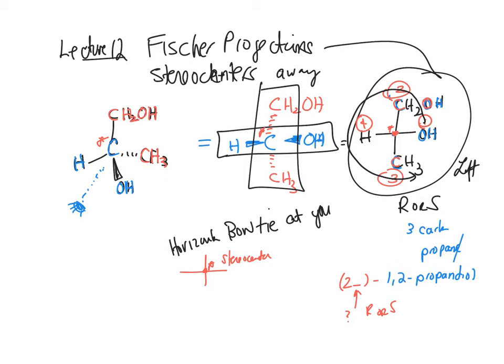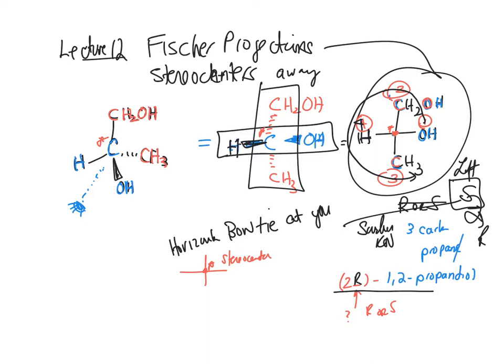Now you'll see that the horizontal is coming at you, so your priority 4 is coming at you. So you always have to do a switcheroo. If you have your lowest priority coming at you, which usually you will, S becomes R. So this is (2R)-1,2-propanediol.